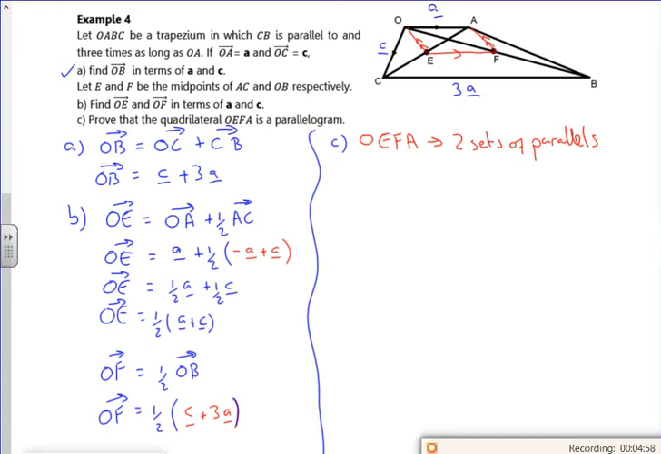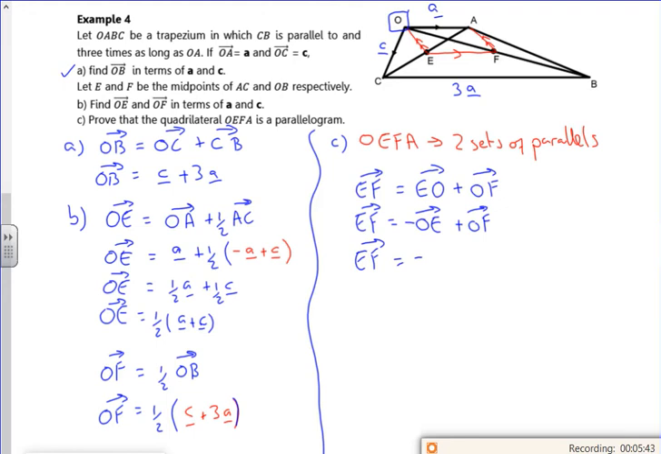Right then, back on it. So let's have a look at E to F. Now I tend to reference things from the origin if I can. So to get from E to F, I'm going to go from E to O, and then from O to F. So E to O is a backwards O to E. Oh, it's part B, isn't it? So I'm using what I know. So I've got minus a half (a plus c) plus a half c plus 3a.